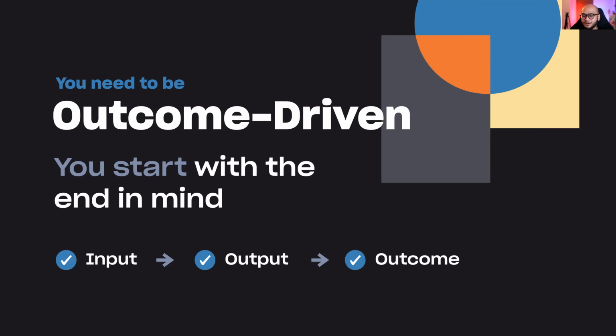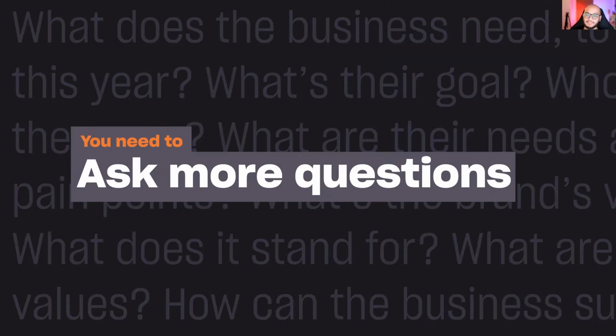So you can get to an output, which is your website, but that's not the goal. The goal is not the website or the app. The goal is the outcome. Like, how has the life of the user changed after using your output? So you need to ask more questions.